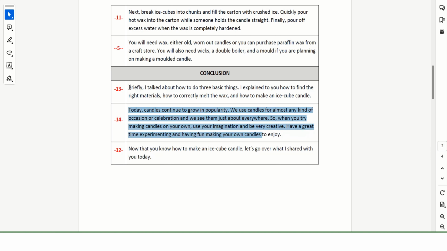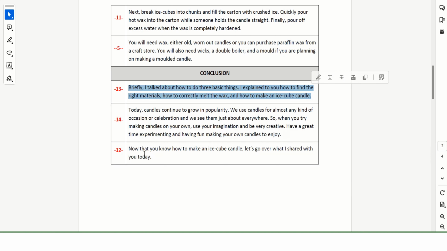Let's have a look at number 13. Briefly, I talk about how to do 3 basic things. I explain to you how to find the right materials, how to correctly melt the wax, and how to make an ice cube candle. So it somehow tells you that this is the summary of what you have mentioned earlier in the body paragraph. But keep it aside first.